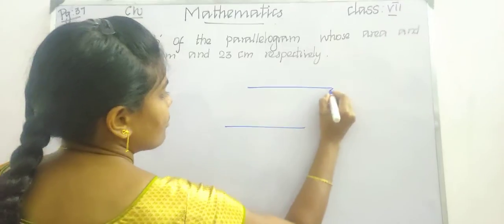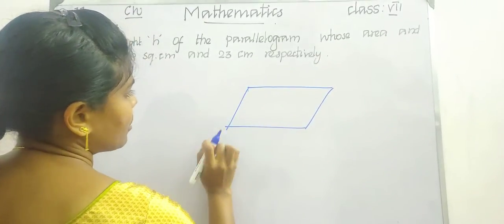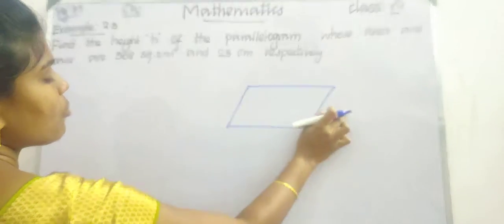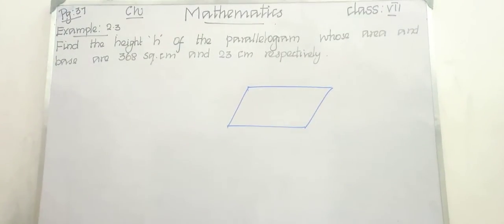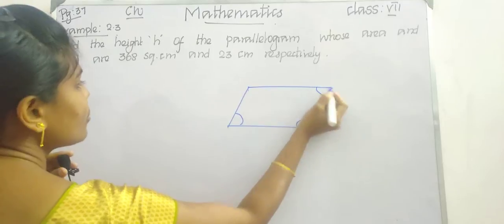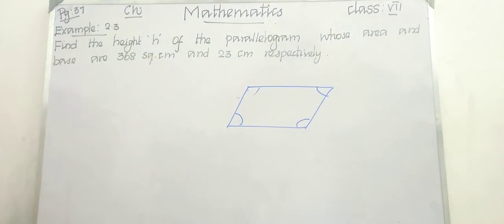see, if you are having this, it is called a parallelogram. In a parallelogram the opposite sides are equal and also parallel, and the adjacent sides do not form right angles. They form acute and also obtuse angles, okay children. So these are all the properties of parallelogram, right?